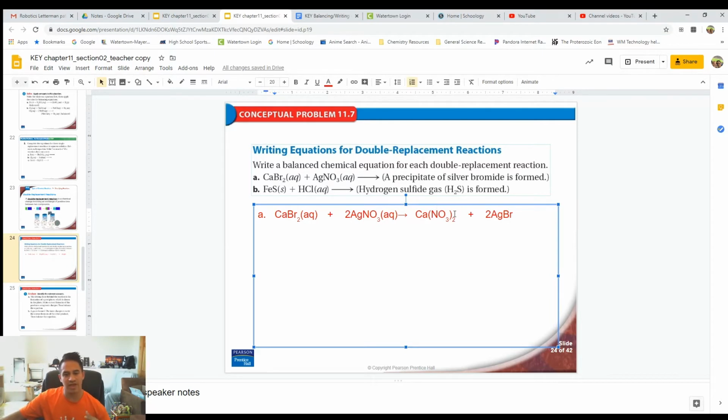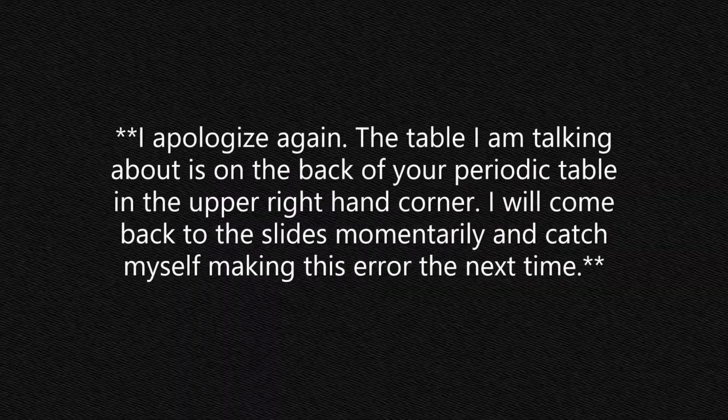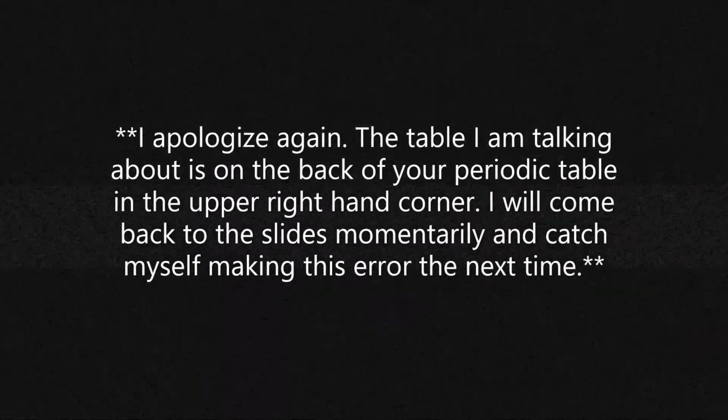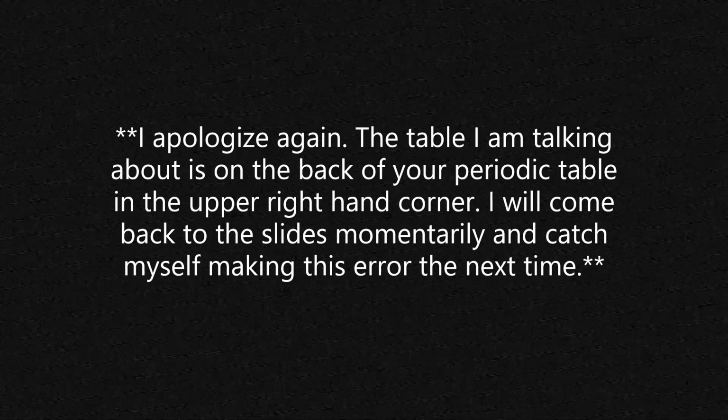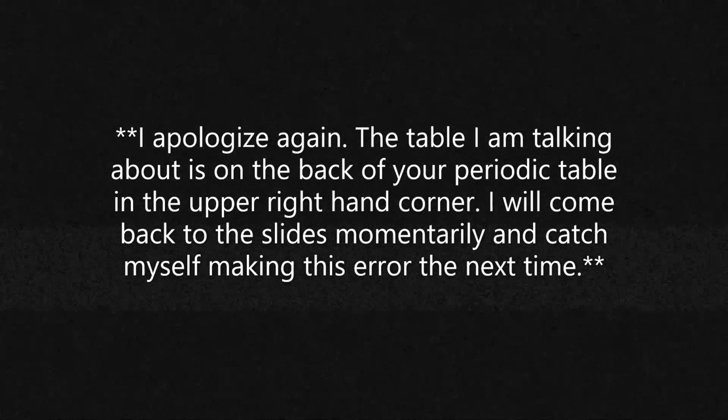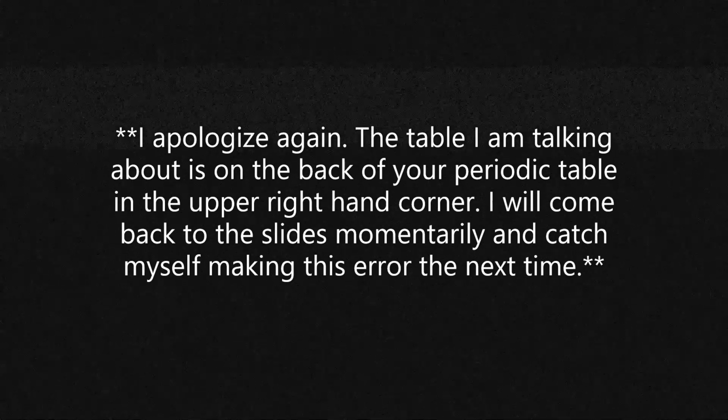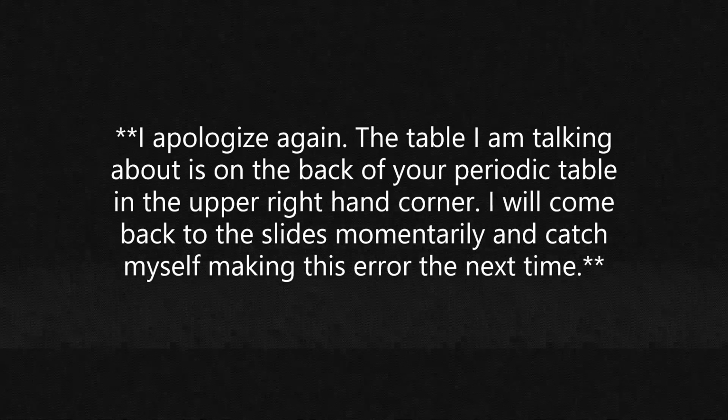And from here, the last part is we need to check which one of these will be a solid. To do that, again, we're going to look on our periodic table. In the upper right-hand corner on the back, there's this big chart. This is called a solubility table. What it does is it tells you if a compound is going to be soluble in water. That means, does it dissolve in water?